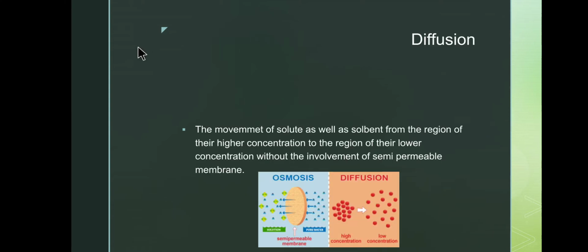Now another phenomena just similar to osmosis is diffusion. But what is the difference between osmosis and diffusion? In osmosis only the solvent was moving, whereas in diffusion both solvent as well as solute, both of them move from their higher concentration to the lower concentration.